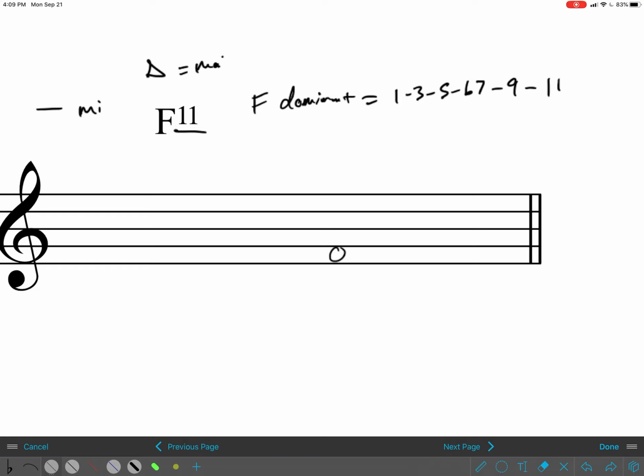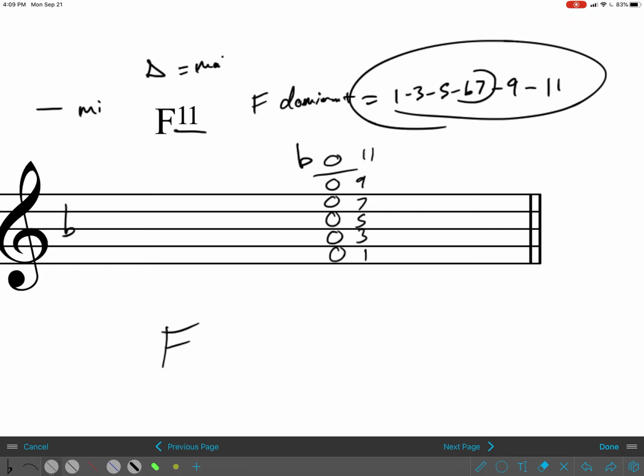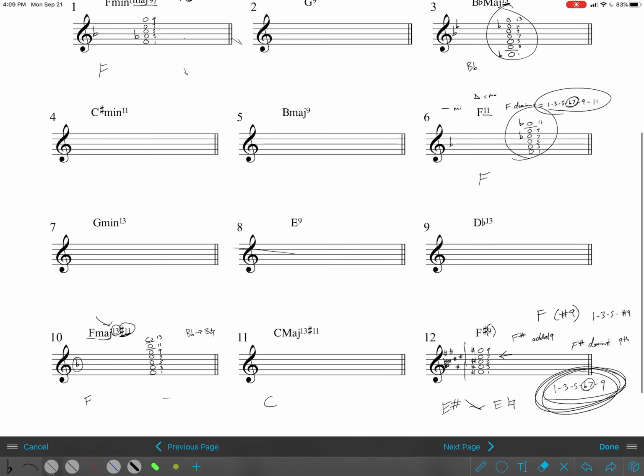So let's make sure I have all those. 1, 3, 5, 7, 9, 11. Put in my key signature for the key of F, which is just 1 flat. My B flat's way up here. And the only thing we have to do now is make sure we're honoring the formula. The only thing that stands out is the flat 7, so I'm going to lower E down to E flat, and bam, there's my F11 chord, or my F dominant 11th chord.